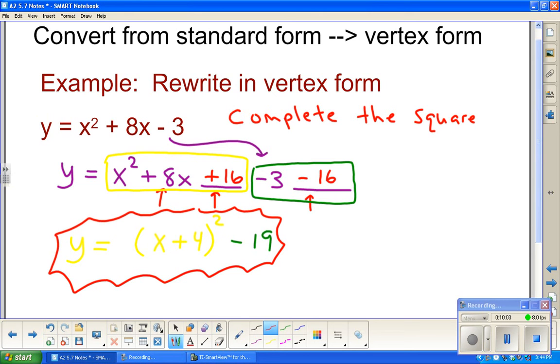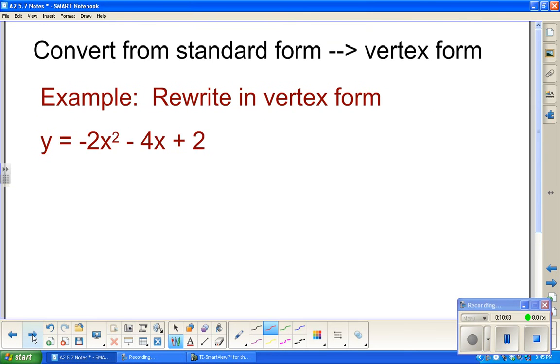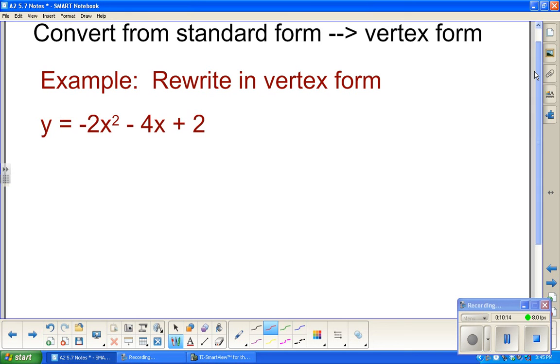Okay, let's do one more. We sometimes have a more complicated problem when the a value is not 1. So I want to be careful and take this one slow. It's going to be the same deal though. We want to take the equation as is. Right now this is standard form, the way that they gave it to us. And if we want to change it into vertex form, this is when we're going to use completing the square just like we just did.